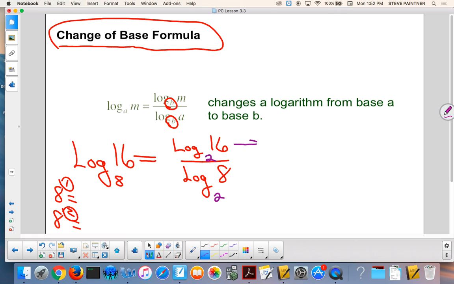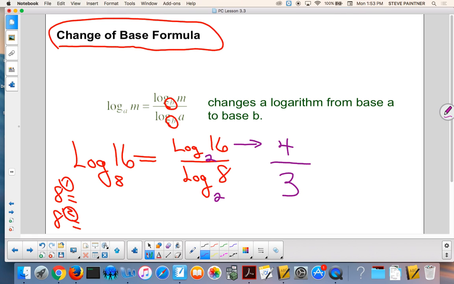What is this answer right here? 4. What's this answer? 3. Guess what? The answer is 4/3. That was the answer the whole time. So changing the base is pretty cool. You can just say log of 16 over log of 8 and then pick a base you want. Now, that doesn't always work. Why not? Because sometimes I don't have a good base to pick from.